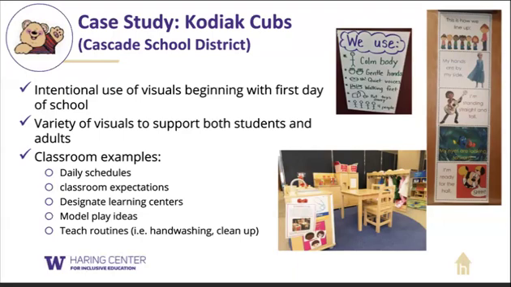For example, daily schedules and classroom expectations were prominently displayed at the children's eye level with pictures and words. The learning centers were designated with visual labels as well as picture examples to model play ideas. And routines, such as hand washing or putting away toys, were accompanied with picture prompts. The consistent use of visuals provided all students, regardless of learning style, language spoken, or ability, with a clear, developmentally appropriate understanding of the expectations.